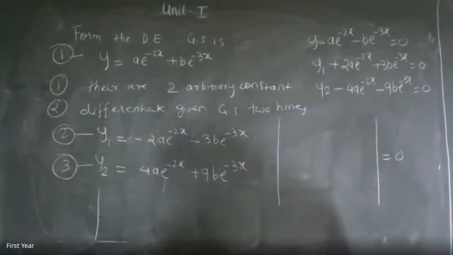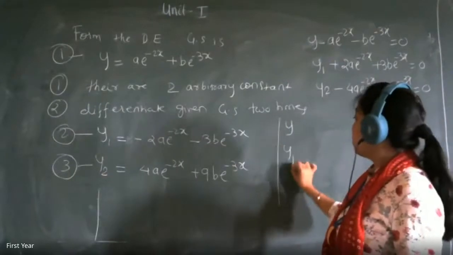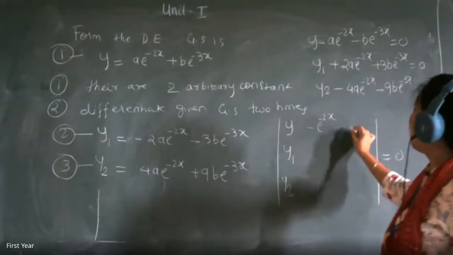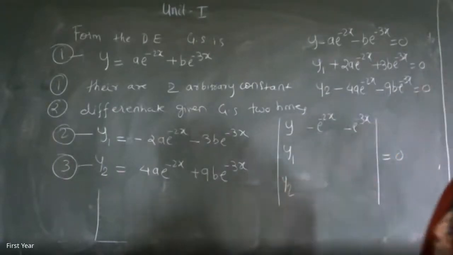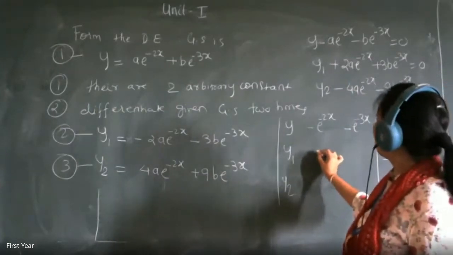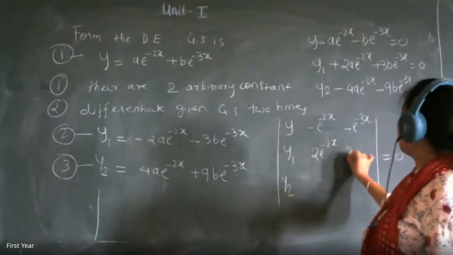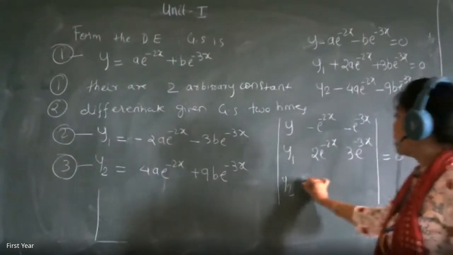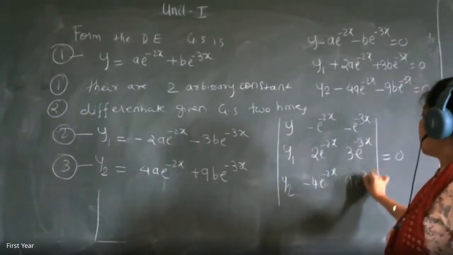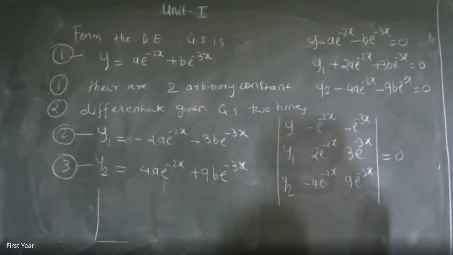So what is that? First row is y, y1, y2, then minus e^(-2x) and minus e^(-3x). I am eliminating a and b with the help of this determinant. Then 2e^(-2x), 3e^(-3x), and minus 4e^(-2x), 9e^(-3x). This determinant you have to solve, and that will give an equation relating y, y1 and y2. How many of you know how to do this?